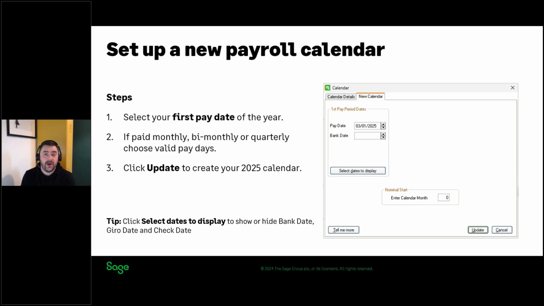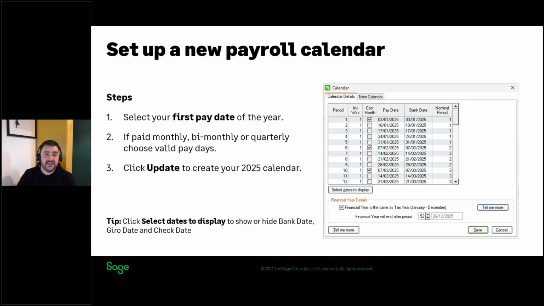And if you pay monthly, bi-monthly or quarterly, you choose those valid pay dates. Click update to create your calendar. See an example there of a weekly calendar on the slide. Check you're happy with all of those dates, and then you click on to save.